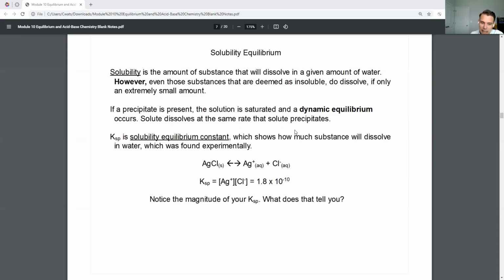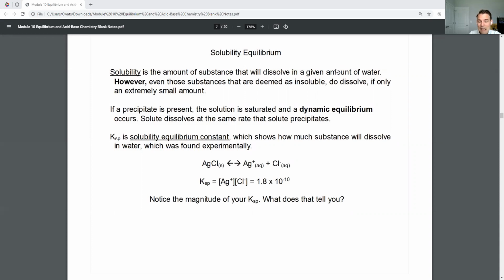So Ksp is the solubility equilibrium constant, which shows how much substance will dissolve in water, and it is found experimentally. So here is the equation for silver chloride in equilibrium with its aqueous ions. Now, for its Ksp, it's still going to be the concentration of products raised to their coefficients divided by the concentration of reactants raised to their coefficients.